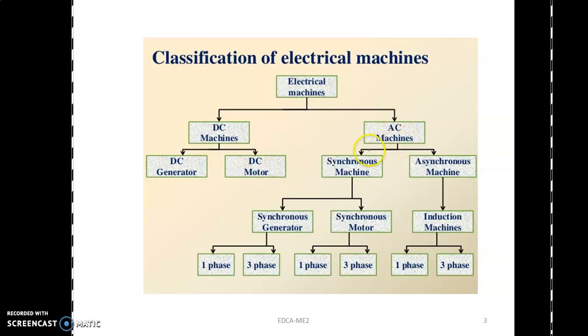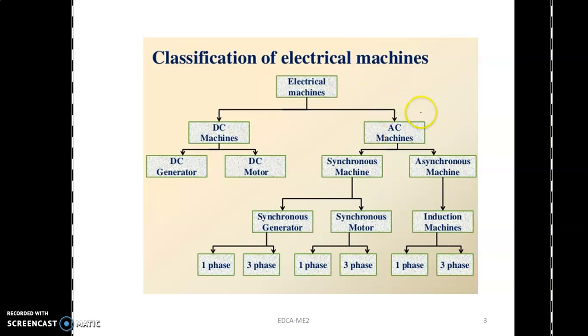AC machines are further classified into synchronous machines and asynchronous machines. Synchronous machines are machines having constant speed. That speed is called synchronous speed. Its speed can't vary. Synchronous machines are classified into synchronous generator and synchronous motor, available in single phase and three phase. Asynchronous machines are induction machines. They are also available in single phase and three phase variants.